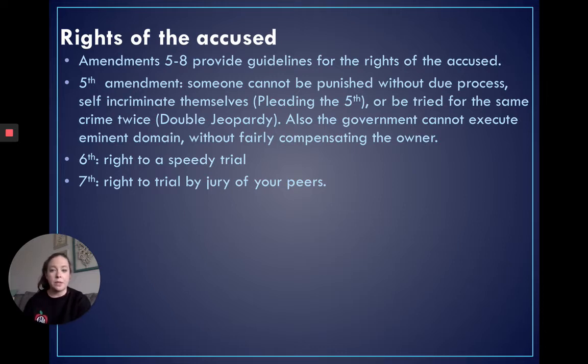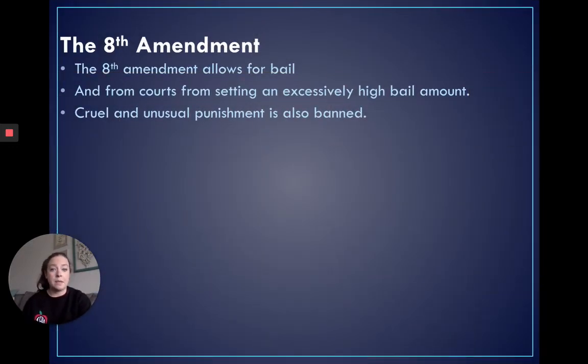And the seventh one is a jury by your peers. If you ever have heard that your parents have had to maybe do jury duty, that's where you as a citizen could be called to be on a jury for someone who's on trial. The Eighth Amendment allows for bail. That means that there could be a certain amount of money set for someone to either get out of jail or something like that. But then this other part of the Eighth Amendment is really, really important.